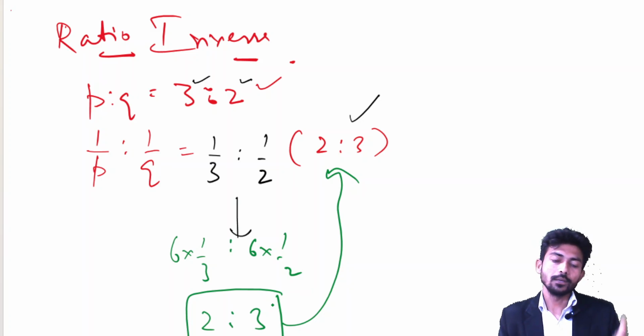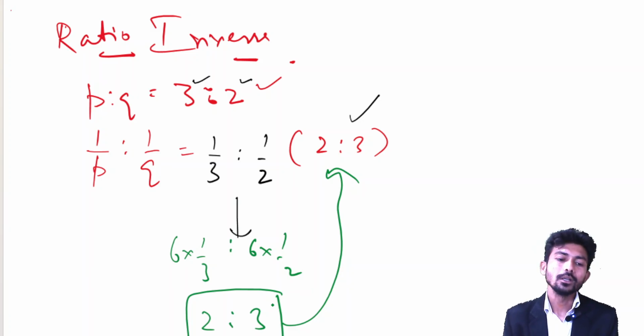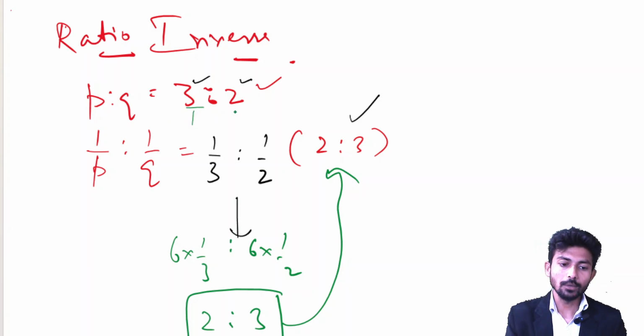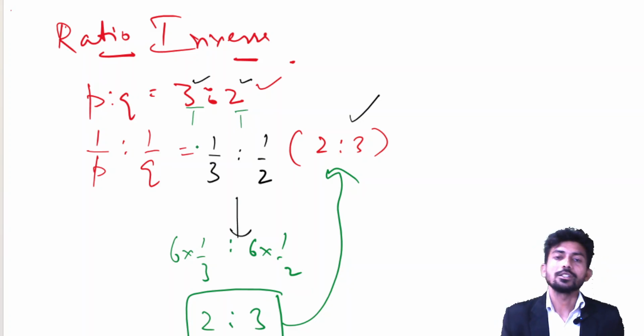If it is P and Q on the left hand side, then on the right hand side, whatever the respective value of the ratio is, that also gets reversed, because it is of this format, like 3 by 1 or 2 by 1. So that will reciprocate to 1 by 3 and 1 by 2.